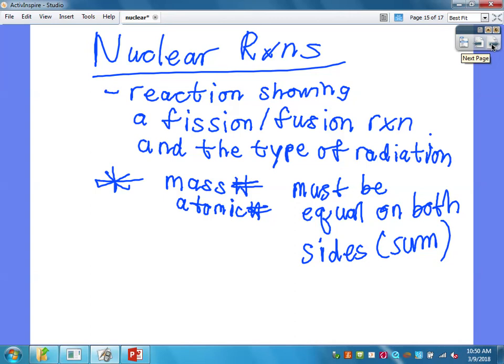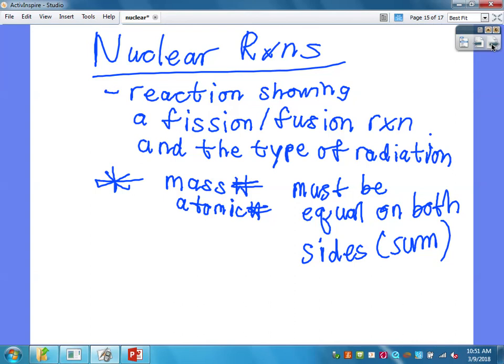All right? Where you're going to show me basically a reaction, a fission or fusion reaction, and the type of radiation that is involved during a reaction, like basically a symbolic form. Just like chemical reactions showed you how chemicals change into new substances, reactants, and products, we're doing the same thing with these. We have reactant nuclei, and then we have product nuclei, essentially. And again, we're going to create new elements.